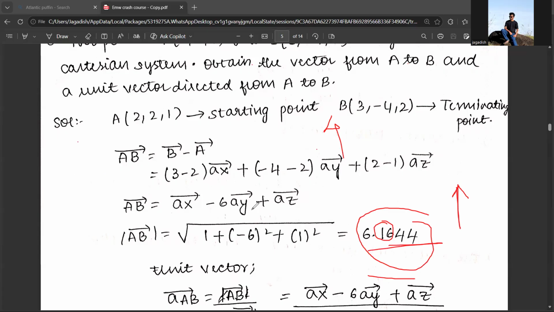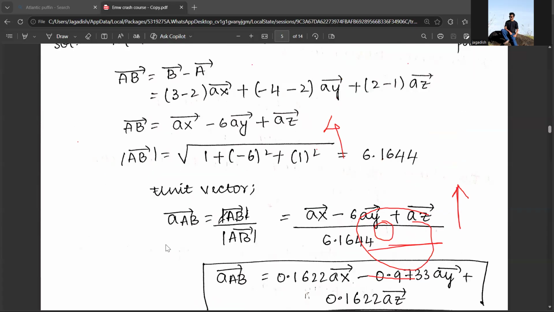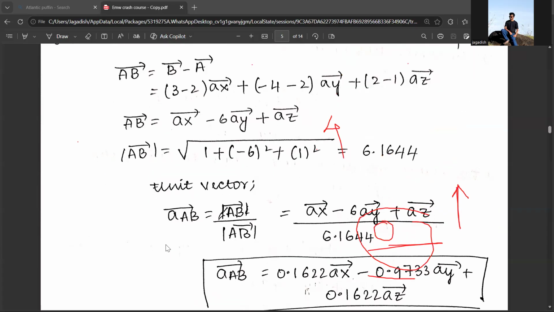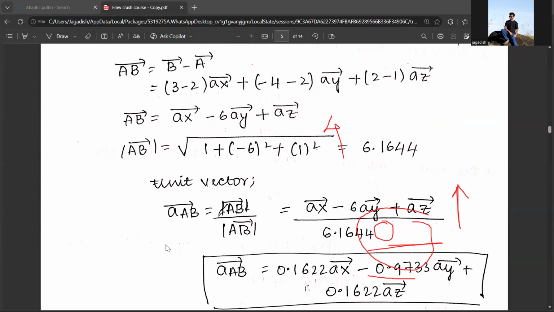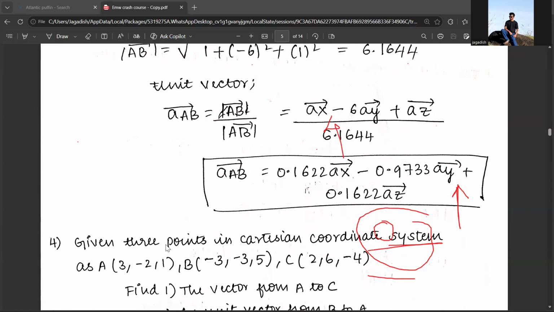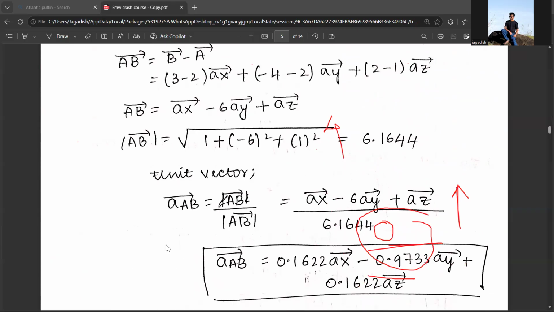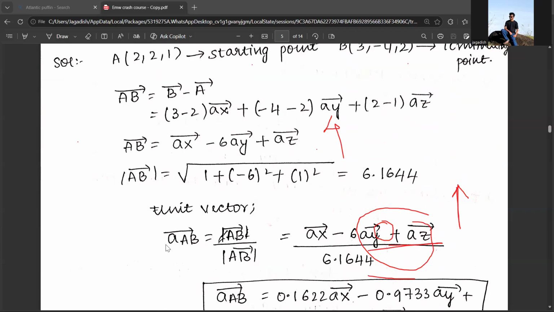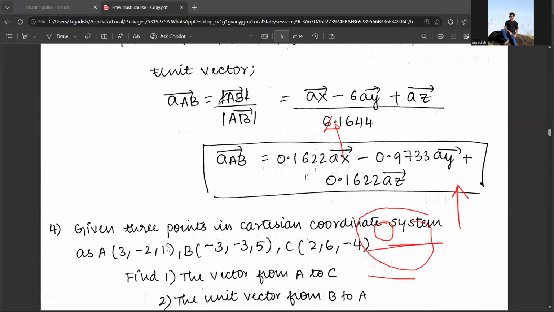To find the unit vector, 1 divided by 6.1644, minus 6 divided by 6.1644, plus 1 divided by 6.1644. So you will be getting this as your answer. Understood? Any doubt? Okay, next question. The questions will get more difficult as we move on.